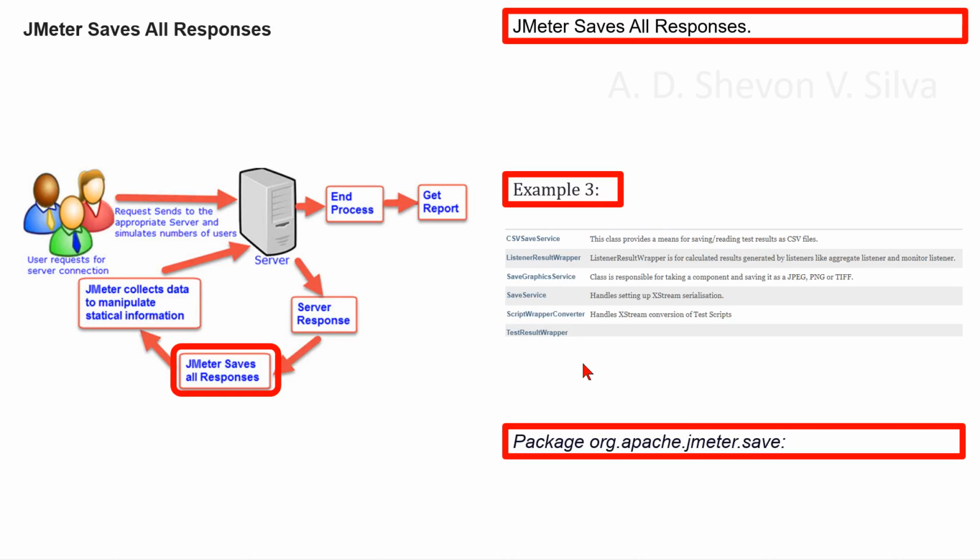Here you can see the classes in the package org.apache.jmeter.save, and we can consider package org.apache.jmeter.save as an example also. Here, the CSVSaveService: this class provides the means for saving or reading test results as CSV files. ListenerResultWrapper is for calculated results generated by listeners like the aggregate listener and monitor listener. SaveGraphicsService: this class is responsible for taking the component and saving it as a JPEG, PNG or TIFF.